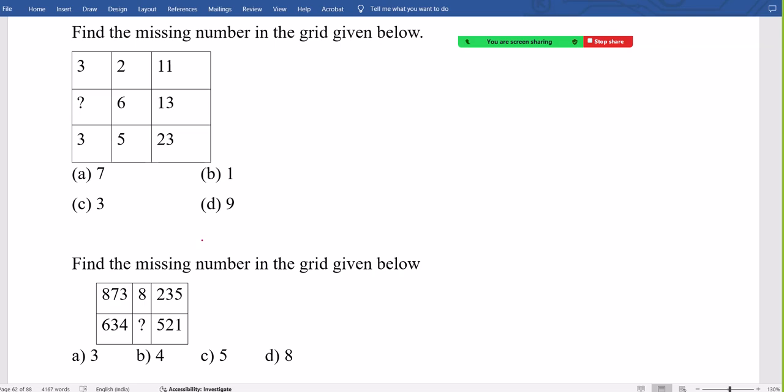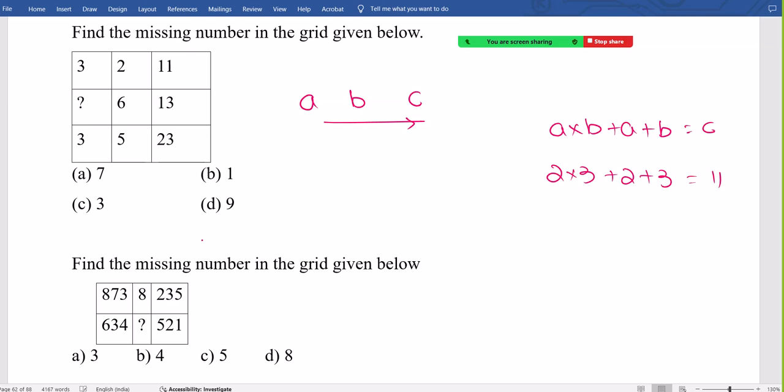Yes, again A, B, C, A into B plus A plus B is C. See again typical thing: 2 into 3, 6, plus 2 plus 3, 6 plus 5, 11. 3 into 5, 15, plus 3 plus 5, 15 plus 8, 23. Now, if it is 1, 1 into 6 is 6, plus 1 plus 6 means 7, 6 plus 7, 13. 1 is sufficient. That's the logic.